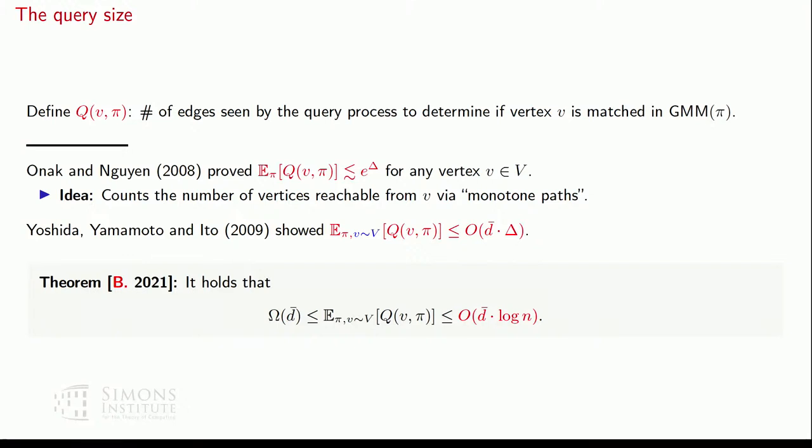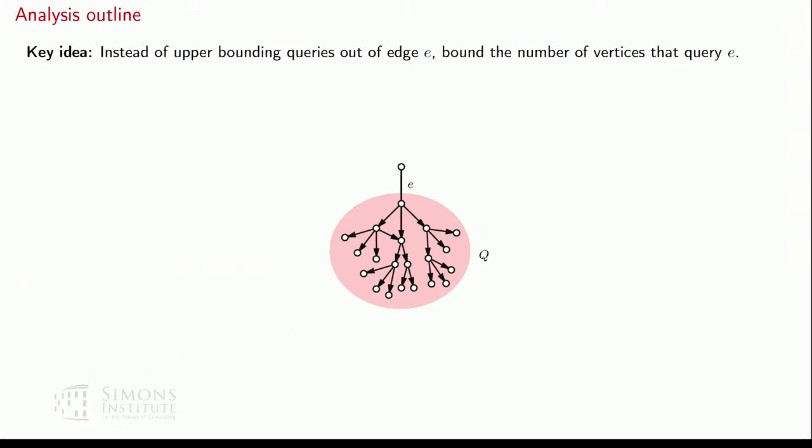Okay. So this is what the final bound was. I wanted to provide some insights about the analysis, how this is proved. But in the interest of time, I'll skip this. The only thing that I want to mention is that the key really is we want to analyze the number of queries out of a vertex. This is the quantity Q that we want to bound. And this is really hard to bound. As I said, we do not even know a poly delta bound for a given edge.